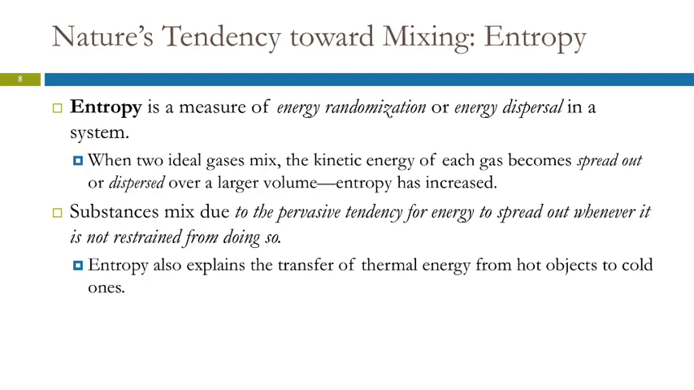So when two ideal gases mix, the kinetic energy of each gas becomes spread out over a larger volume. And so that's an increase in entropy. So substances mix because of this entropy, the pervasive tendency for energy to spread out whenever it's not restrained from doing so. This also explains transfer of thermal energy from hot objects to cold ones. It's the energy spreading out.